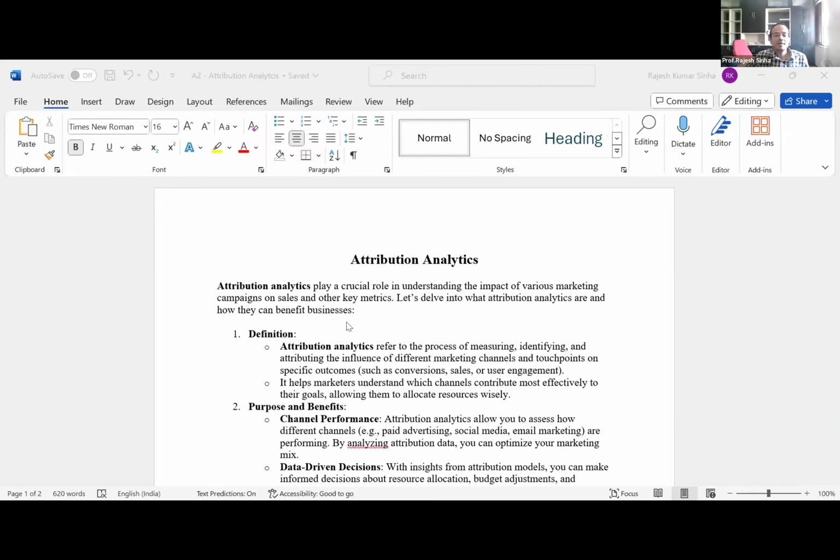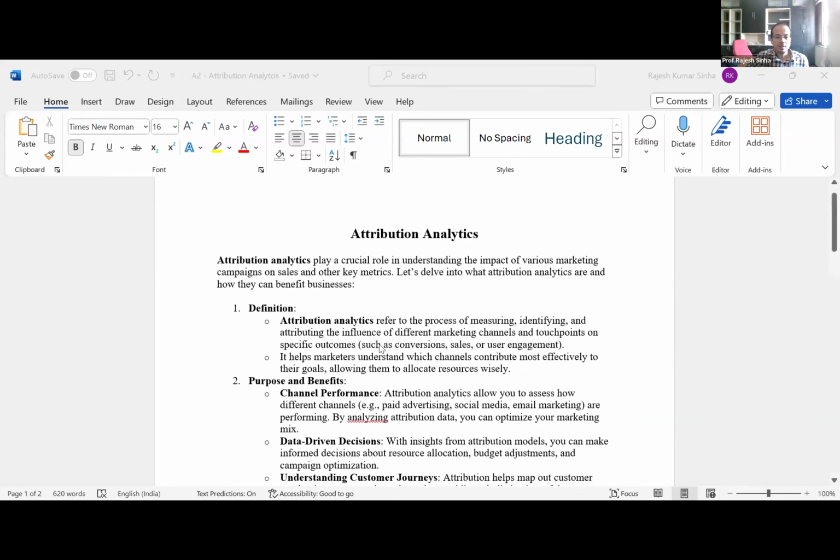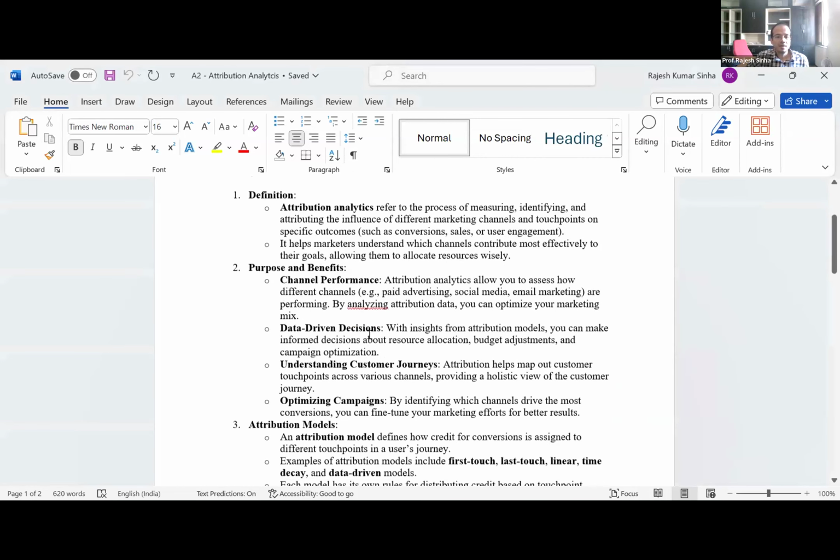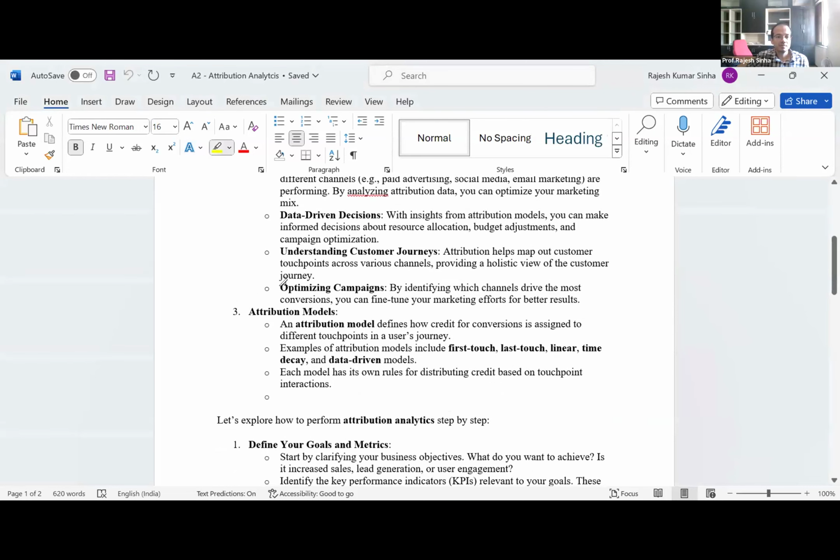Yeah, attribution analytics play a crucial role in understanding the impact of various marketing campaigns on sales and key measures. So this is actually understanding of touch points. Some benefits are given, data driven and whatever optimization. But the important thing is attribution models. What is an attribution model? Attribution model actually is about distributing the credit to touch points for any success, for any milestones, activation milestones, sales, renewals, updating of profile. There may be many things, isn't it?